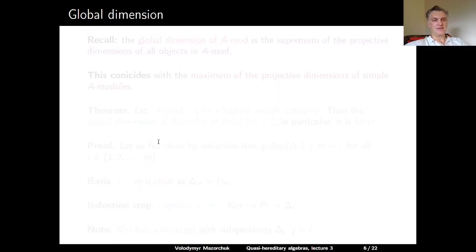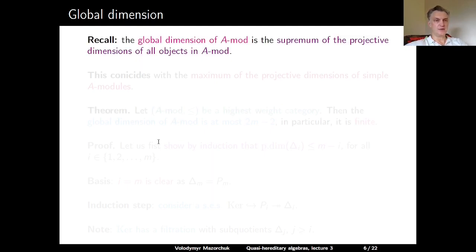Now, as a first property of highest weight categories, let us discuss global dimension for highest weight categories. Recall that the global dimension of the category A-mod is the supremum of the projective dimensions of all objects in this category. Since any object in this category has a composition series, this coincides with the maximum of the projective dimensions of simple A-modules.